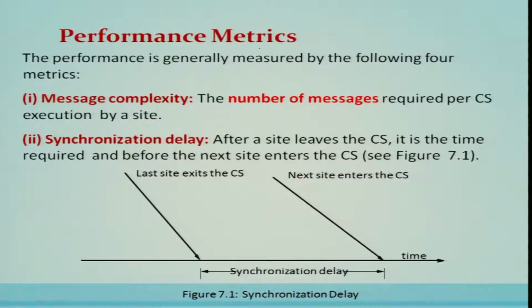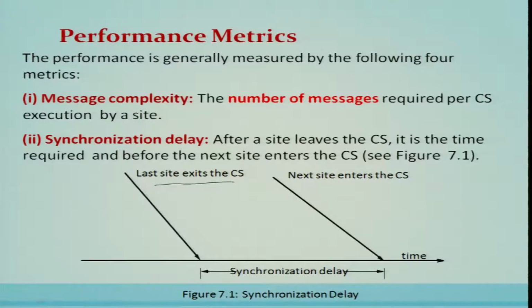Now, we are going to see the performance metrics, and these performance metrics are used to compare the distributed mutual exclusion algorithms. The first performance metric is called message complexity. Message complexity is the number of messages required per critical section execution by the site. Second is the synchronization delay. After a site leaves the critical section, it is the time required before the next site enters the critical section.